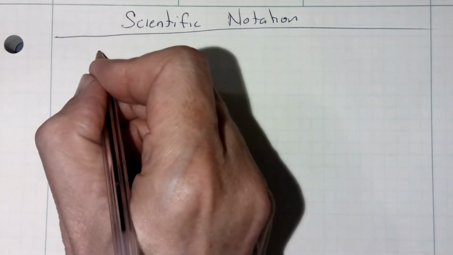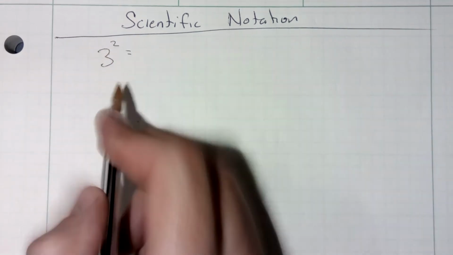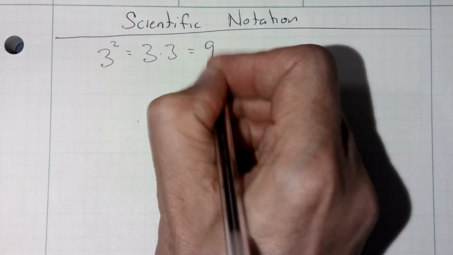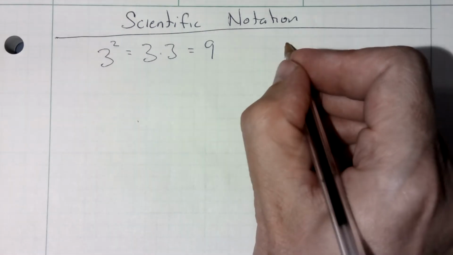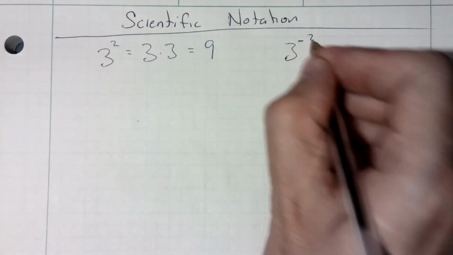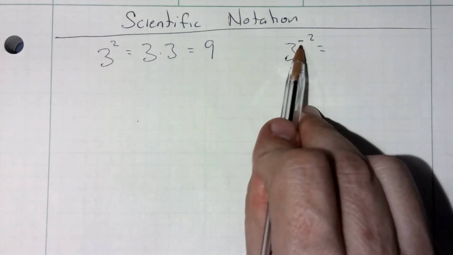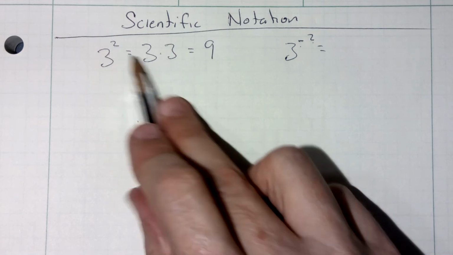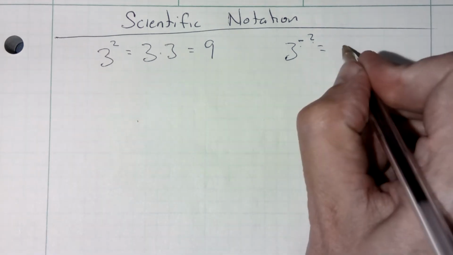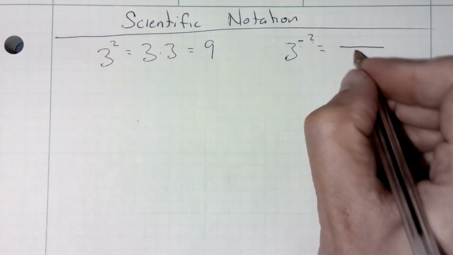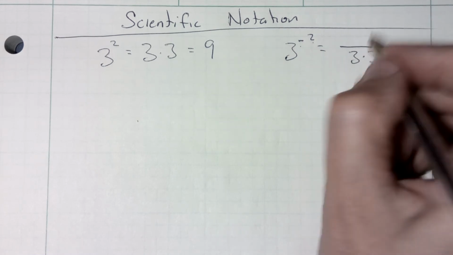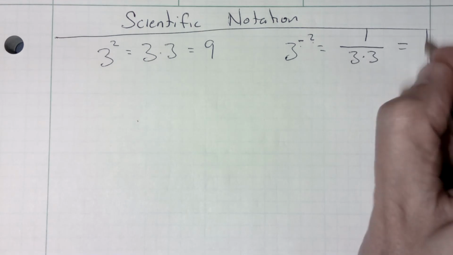If I give you 3 squared, a positive 2 exponent means I'm going to multiply 3 by itself twice and get 9. But if I give you 3 to the negative 2 exponent, a negative exponent means I'm going to do the opposite of a positive exponent. Positive means to multiply, so a negative means I'm going to divide by 3 twice. And what's always left in the top? A 1, which means it's going to be 1/9.